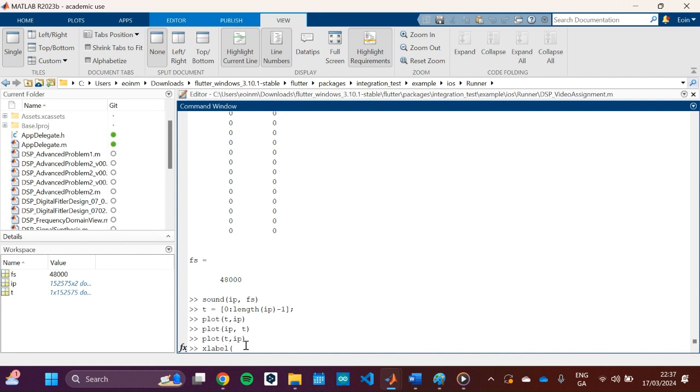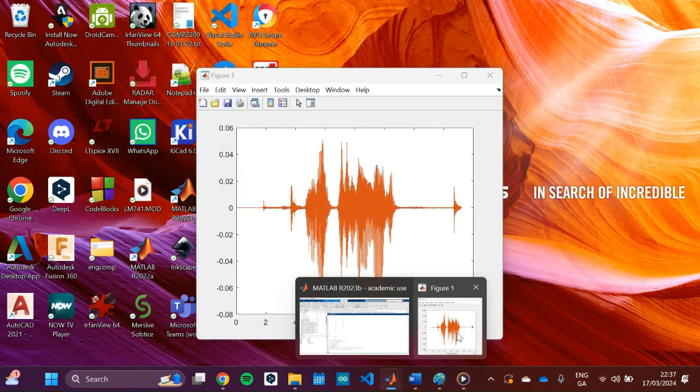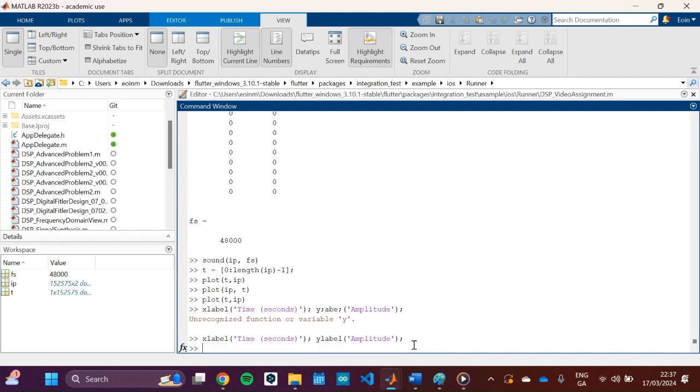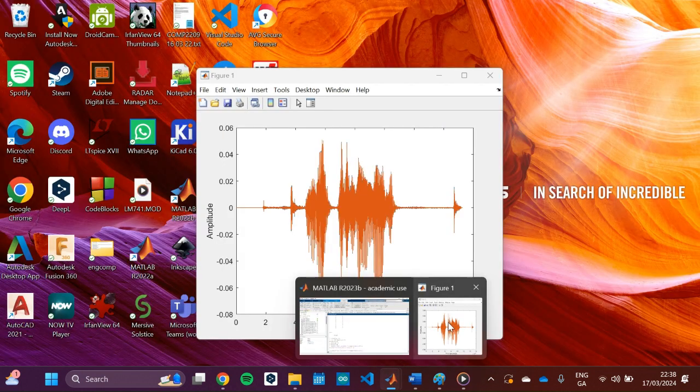Just label the axes. X label is going to be time in seconds, and Y label is going to be amplitude. Okay. Unrecognized function or variable Y. Oh yeah, I made that mistake last time as well. ylabel amplitude. Okay, yeah, there you go.